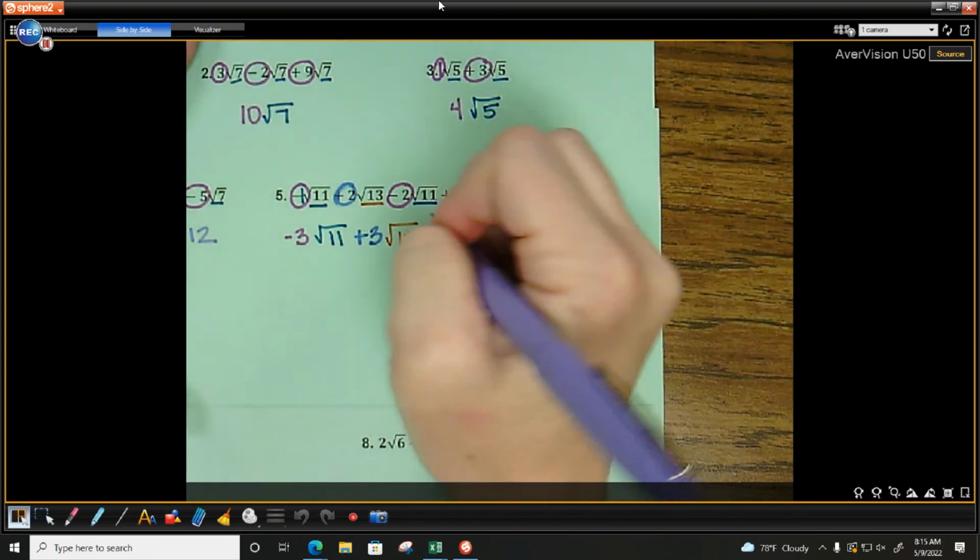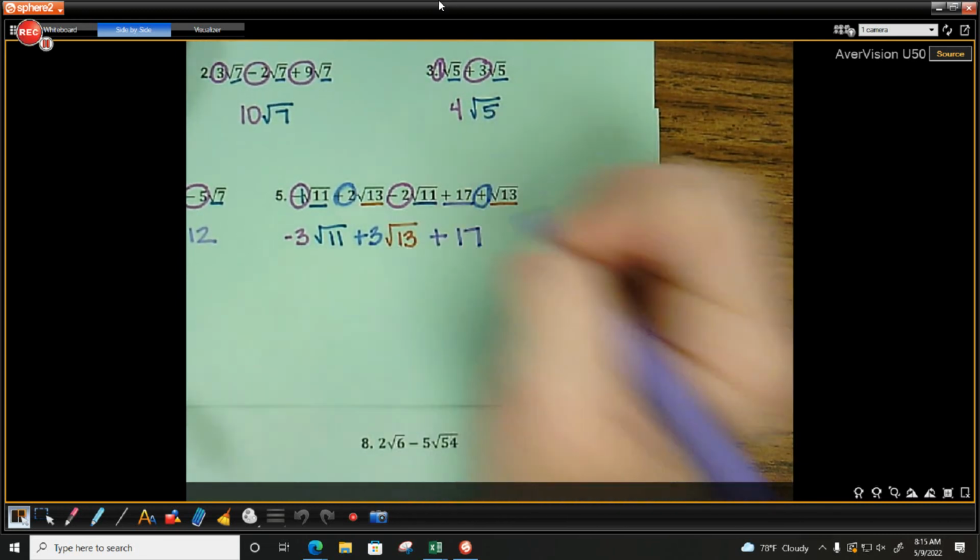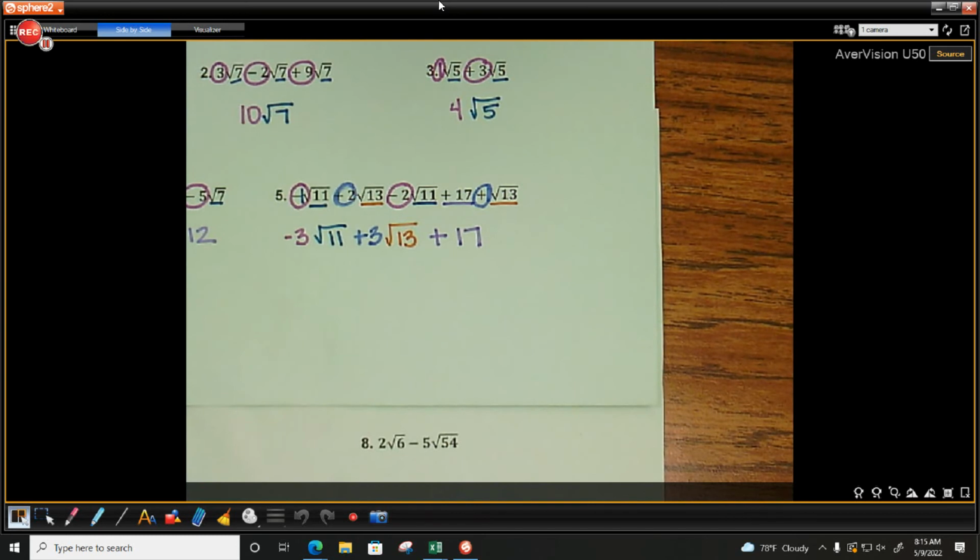Now guys, when we're writing out terms, does it matter what order you write your terms in? Nope, it does not. Okay. Are any of these like terms? Nope. We good?